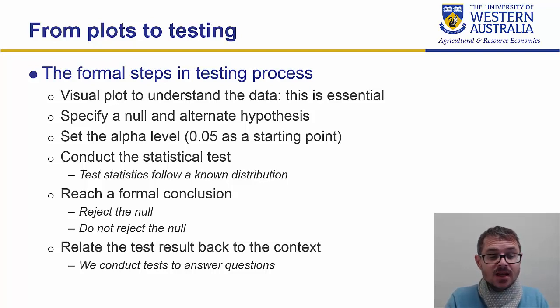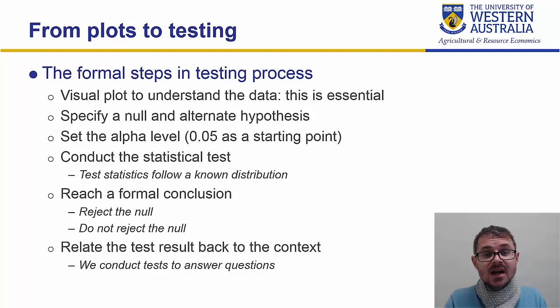Then we conduct the test. Now, the tests that we use are based on statistical tests that use distributions, well, for the most part. And these distributions follow something that we know. And so we can use that known information about the way the distribution shape looks to come up with some formal decision rules. Now, these next two statements are really important.